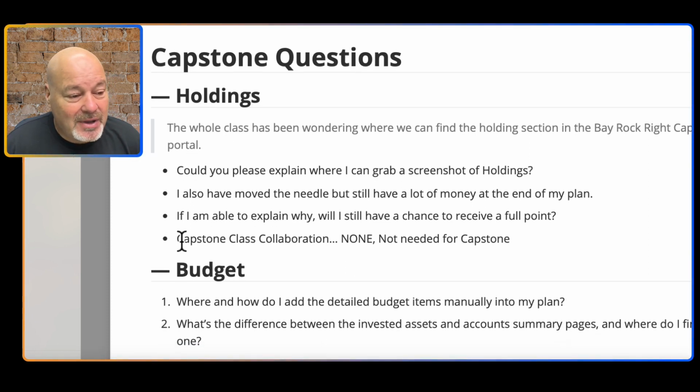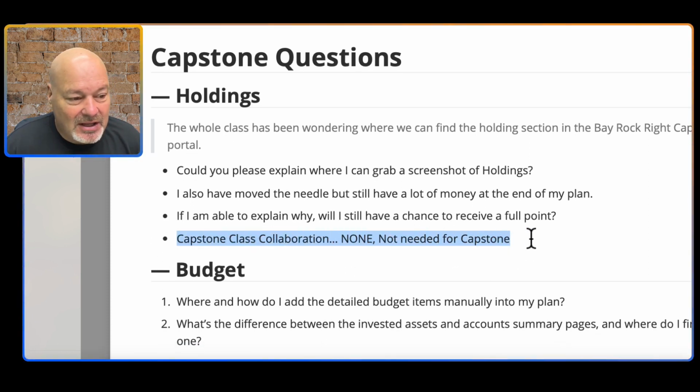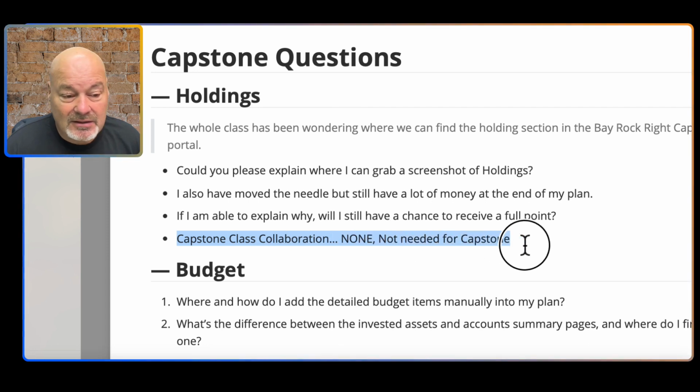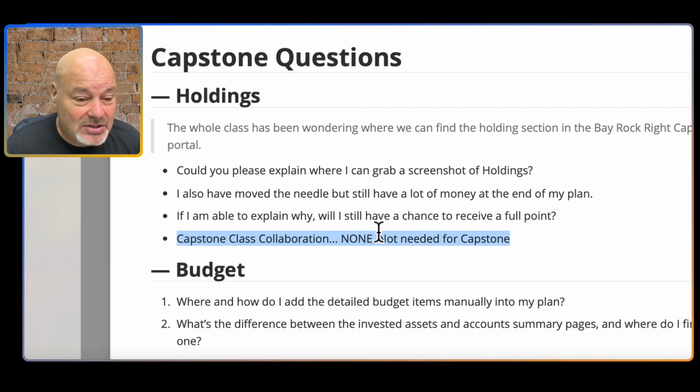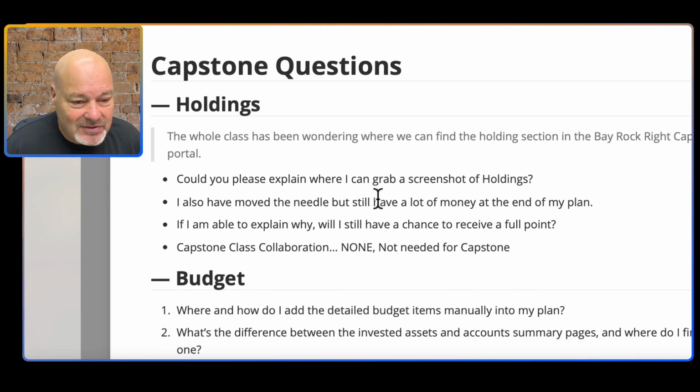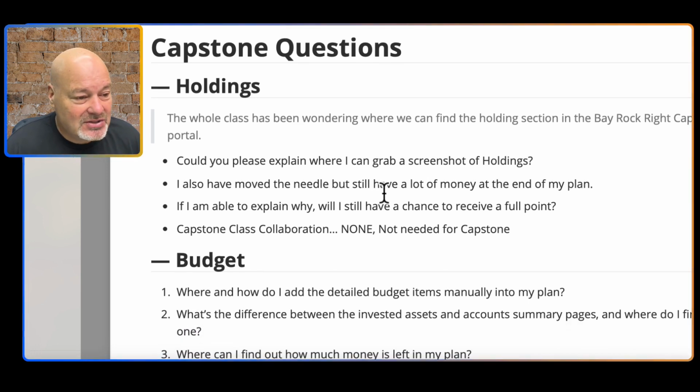And then I want to mention this question right quick about the class collaboration. In the capstone assignment, there is no class collaboration requirement, so you're good to go there. I apologize for not making that more clear early on because I did get several questions about that. So you don't need any class collaboration in this assignment. No screenshots to show me or conversations. So here we go. Let's get started.